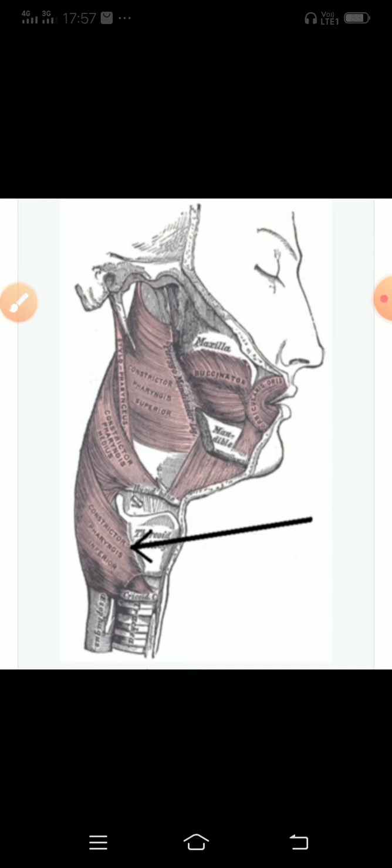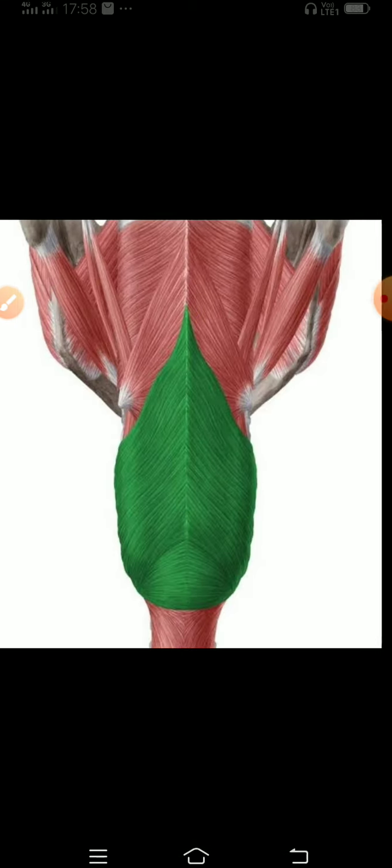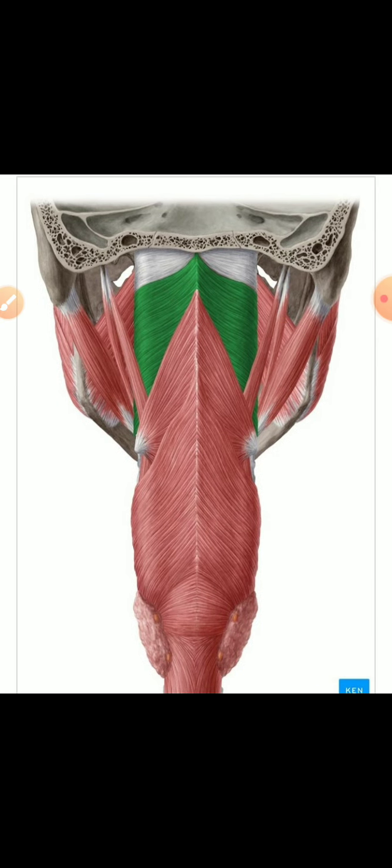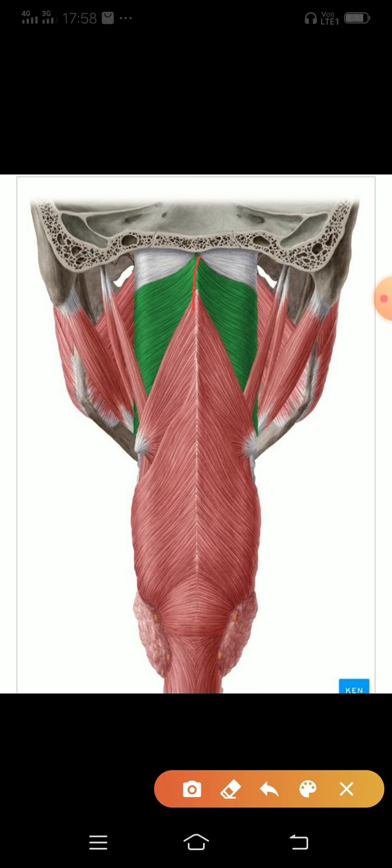So what is the insertion of the superior constrictor muscle? It is inserted into the pharyngeal tubercle of the occipital bone at the base of the skull. And one more insertion, common for all the constrictor muscles, is the median fibrous raphe. This is a common insertion for all the muscles, here, this part. This is the median fibrous raphe.